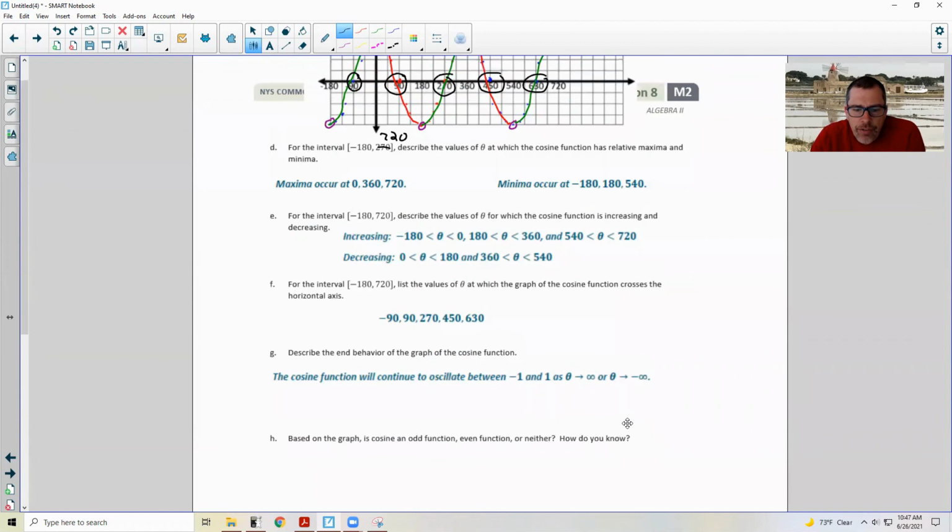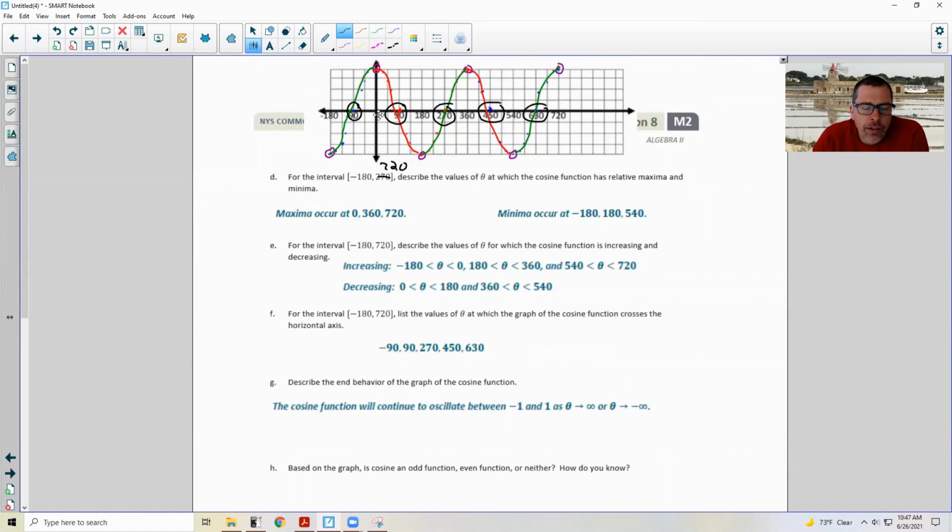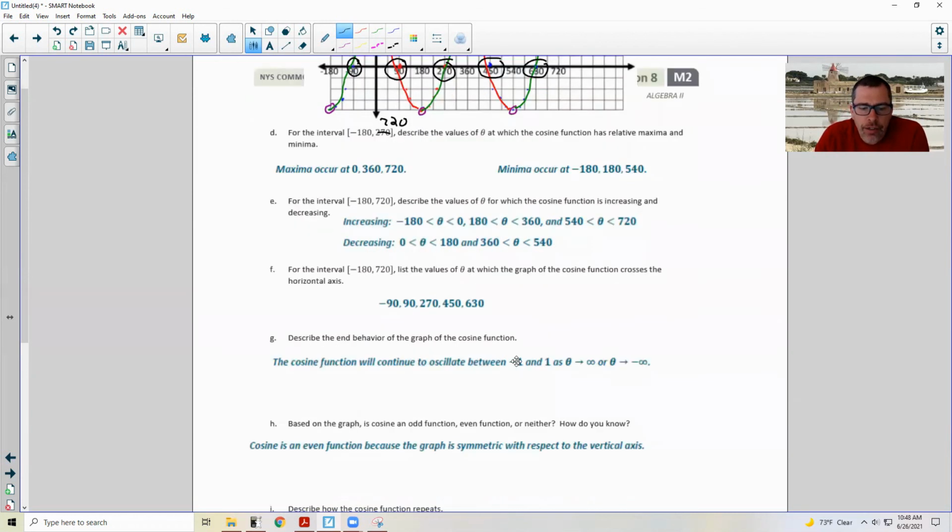And H says based on the graph, is cosine an odd function, even function, or neither? How do you know? Well, I do know it's not an odd function because it does not reflect across the origin. If it were reflected across the origin, this point here would reflect to this point right here, and it obviously does not. So it is not an odd function. Is it even? Okay, so the cosine is an even function because the graph is symmetric with respect to the vertical axis. So if we reflect it across the y-axis, it's even. If we reflect it across the origin, it is odd.